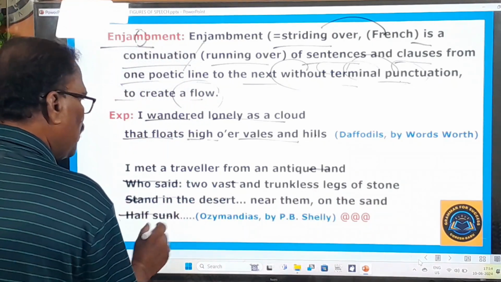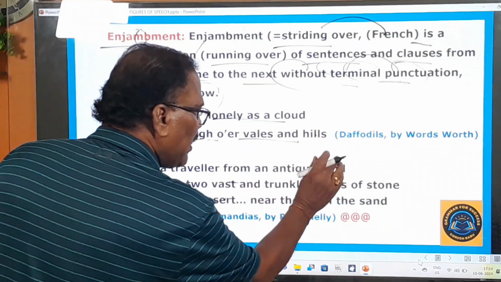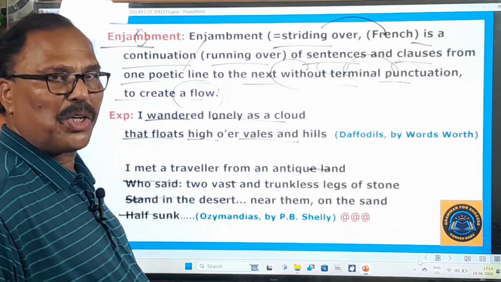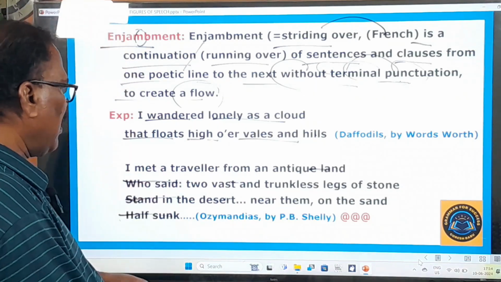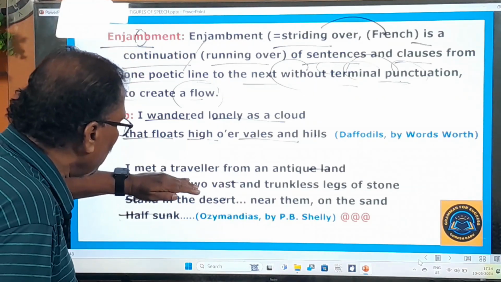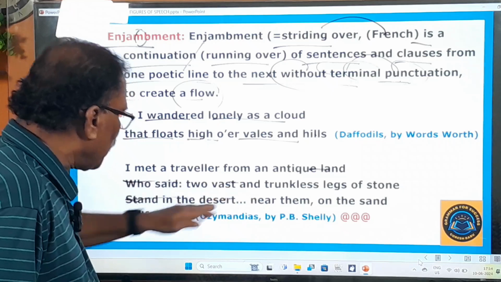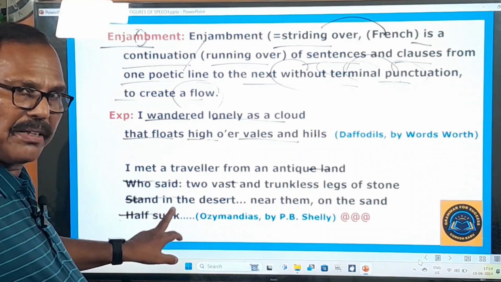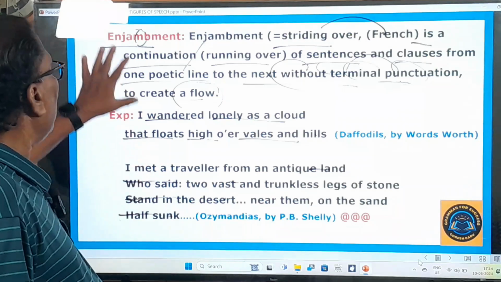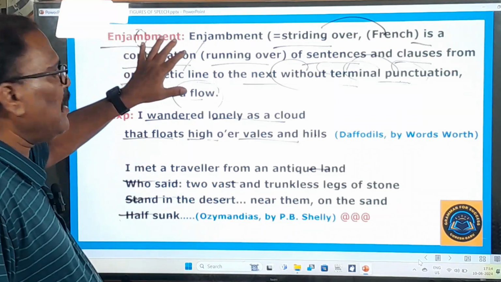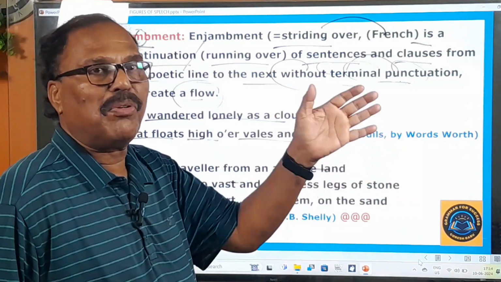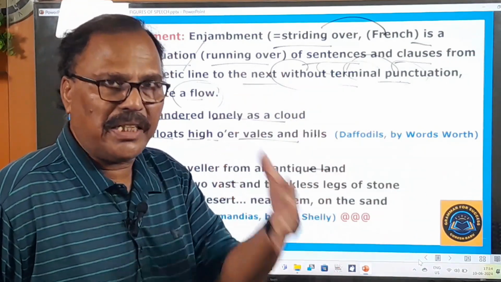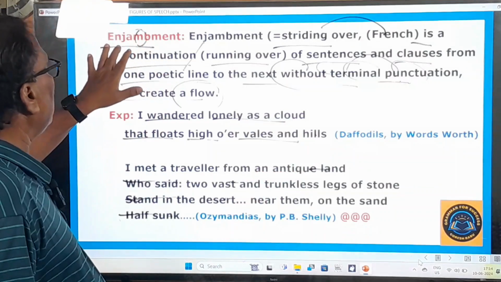So in these three lines, you don't find any terminal punctuation: no comma, no full stop, no semicolon, no colon. That means this line is flowing into this line, which is flowing into this line. Therefore, I have stopped the sentence there. In this way, this is called enjambment. One poetic line flowing into another poetic line without any interruption is called enjambment.